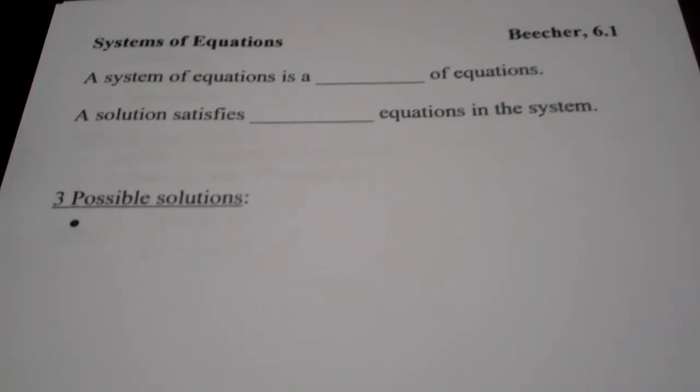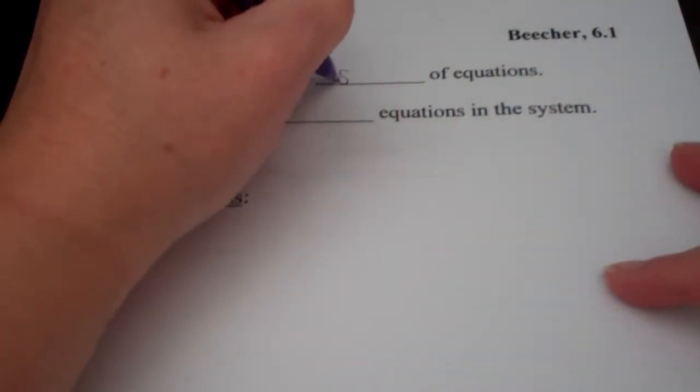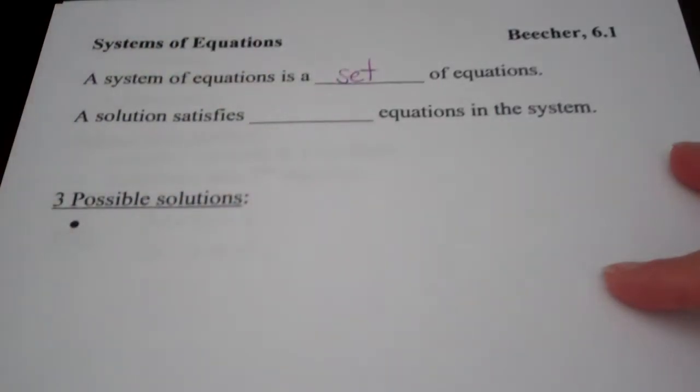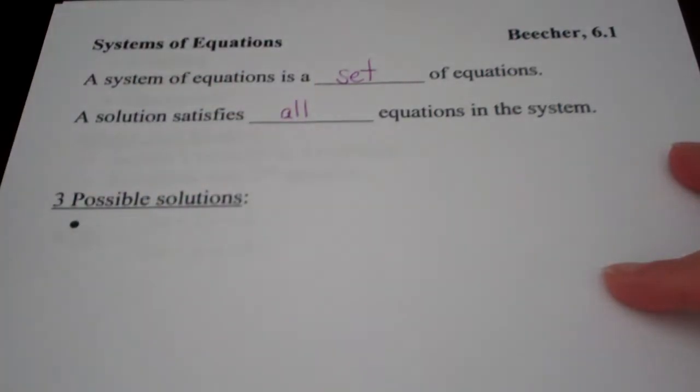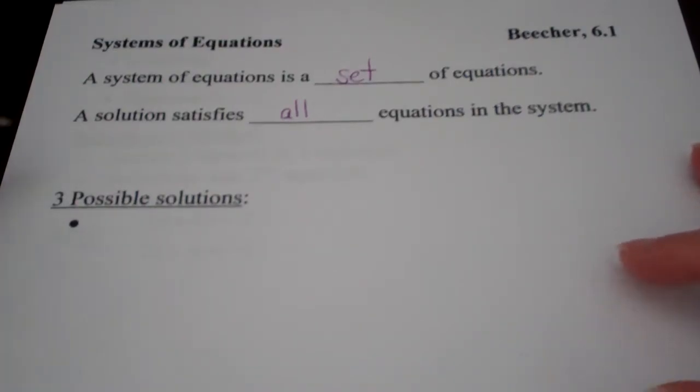In this video, we're going to talk about systems of equations. A system of equations is a set of equations, and a solution satisfies all of the equations in that set. Now, a system or a set of equations may include two equations or more: 3, 4, 5.